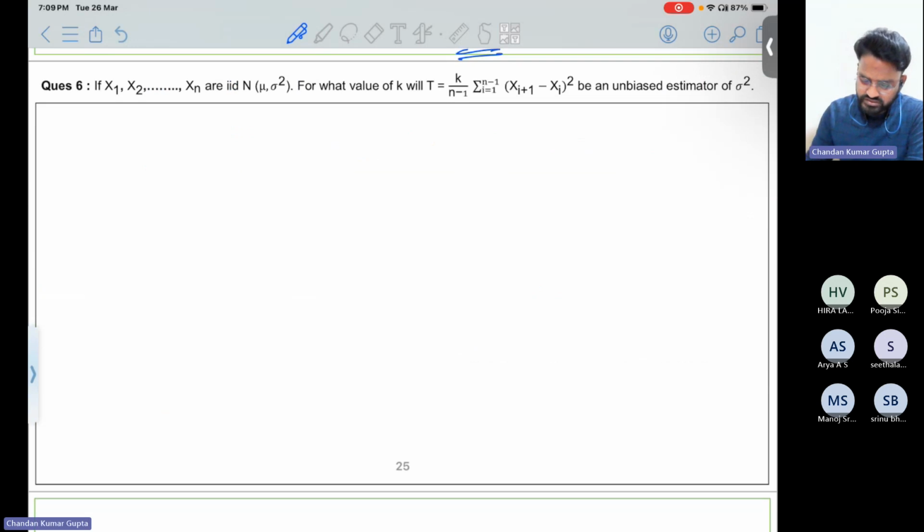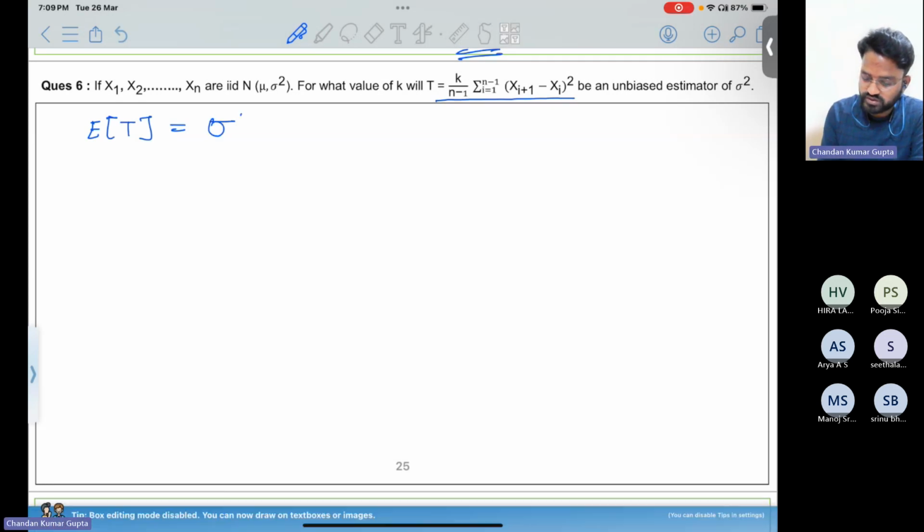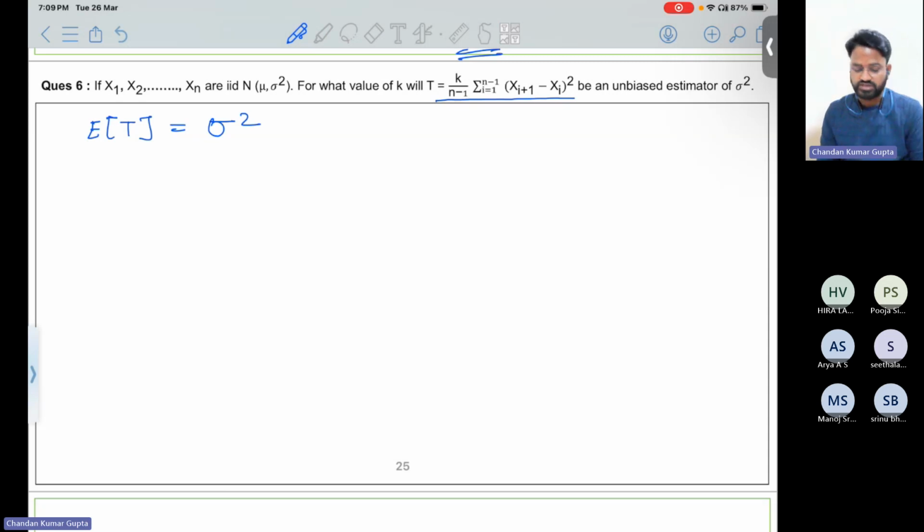Now the next question is: if x1, x2 up to xn are IID normal with mean mu and variance sigma square, for what value of k will this be an unbiased estimator of sigma square? Again, if t is an unbiased estimator of sigma square, then the expected value of t must be equal to sigma square. Okay, let's start then.